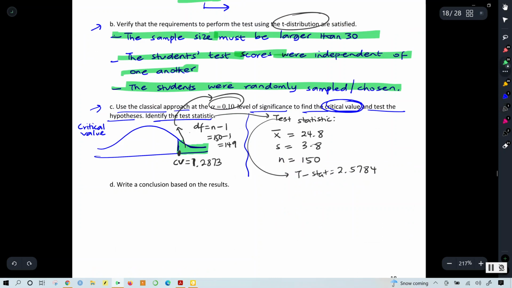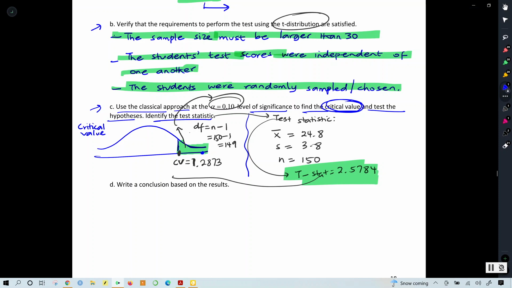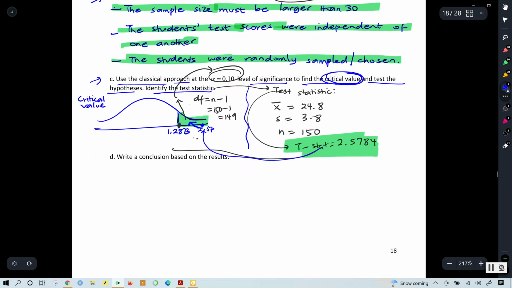So now that I have my test statistic 2.5784, I will map it onto this diagram. Where does it fall? What you might observe immediately is that this falls right above 1.2873. Remember, the critical value of 1.2873 is here, so 2.5 should be somewhere ahead. What is of interest to me is that it falls in the rejection region. So I can write a conclusion then here.